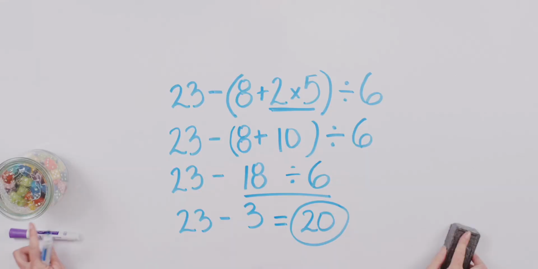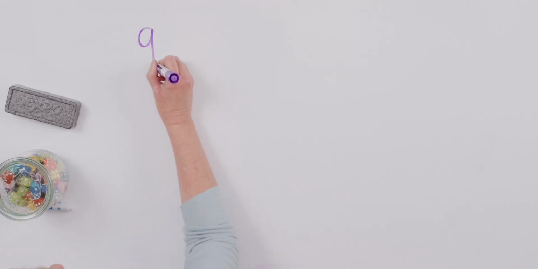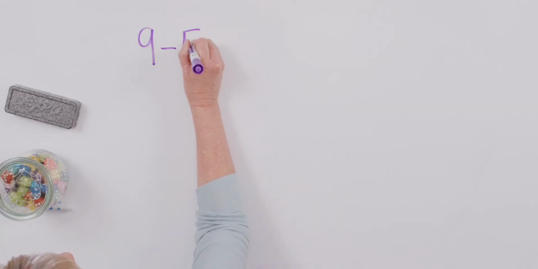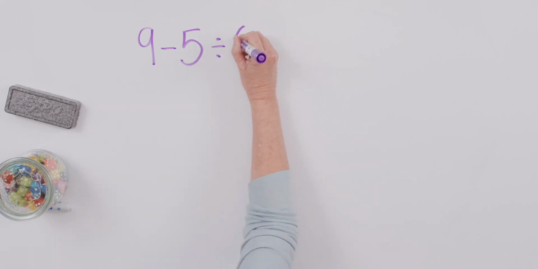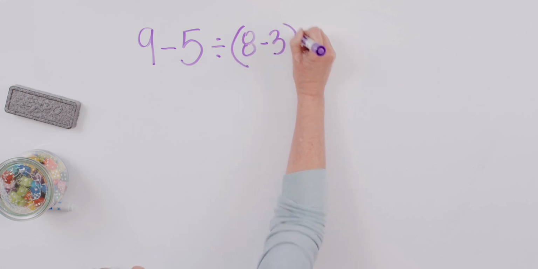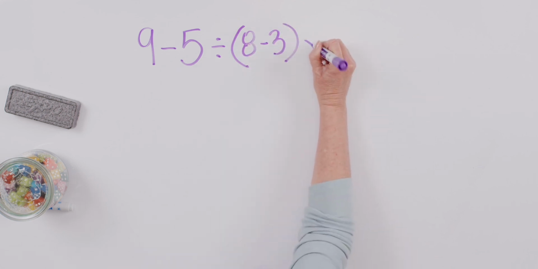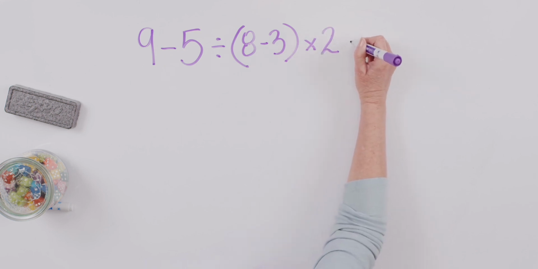Let's just do one more for the day, and then I'm going to let you hop in and get your other work done in your workbook. All right, everybody, here's our last one. We're going to start with 9, and we're going to subtract 5 from that. Then we're going to divide. How about let's throw in 8 minus 3. Multiply that by 2 and add 6.